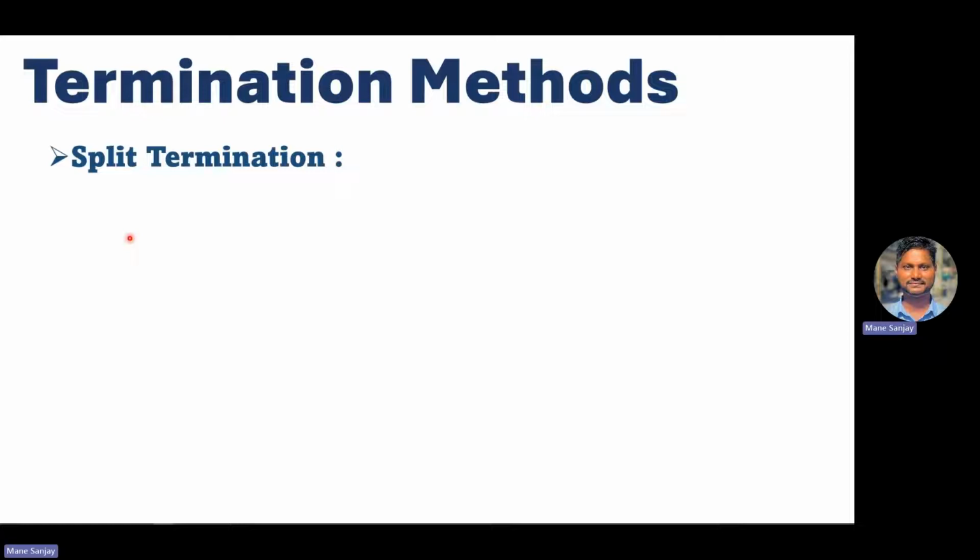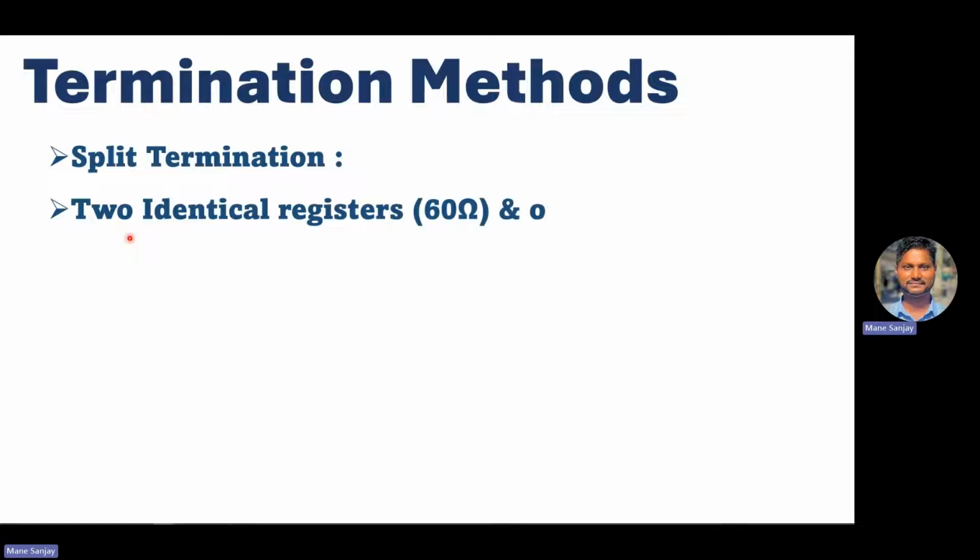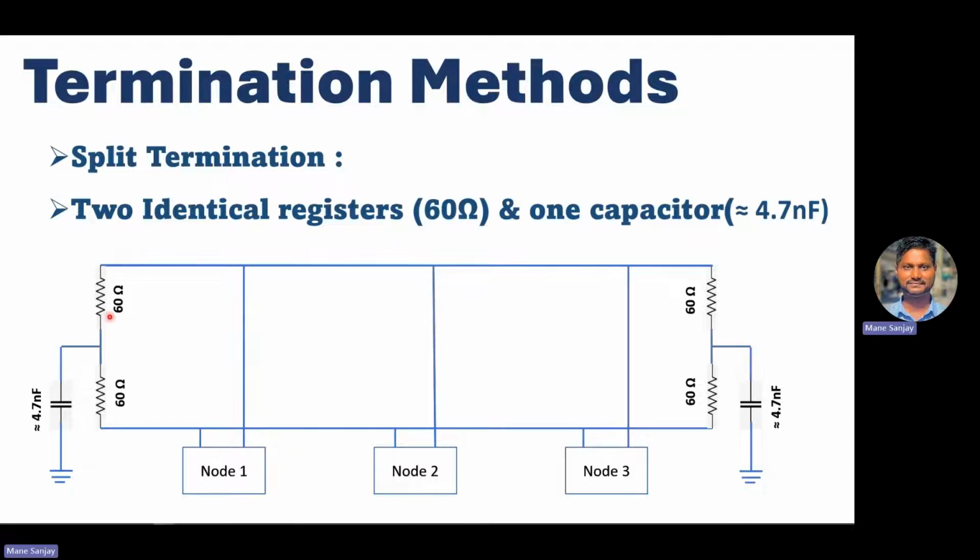A split termination basically consists of two identical resistors, that is, 60 ohm resistors, and one capacitor. The typical value for the capacitor is approximately 4.7 nanofarad. If we look at the figure, the 120 is split into two resistors on both ends, and it is split with this capacitor, and grounded here. So this R and C form a low pass filter. High frequency signals are shunted to ground without affecting the voltage relationships.